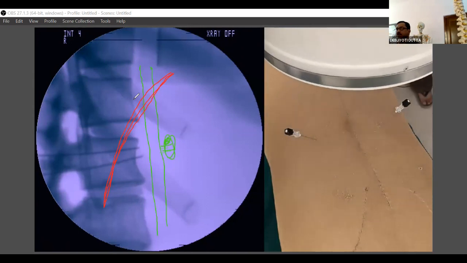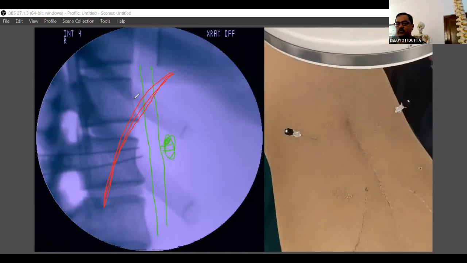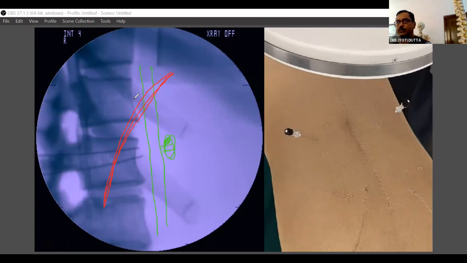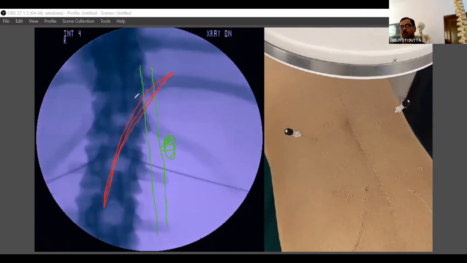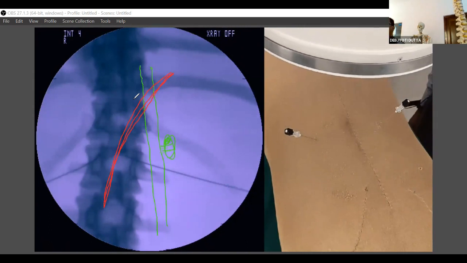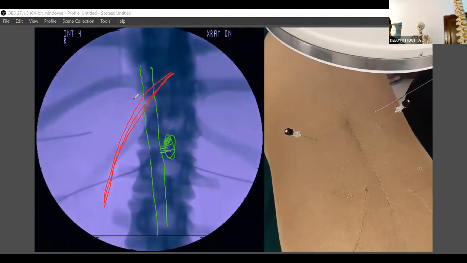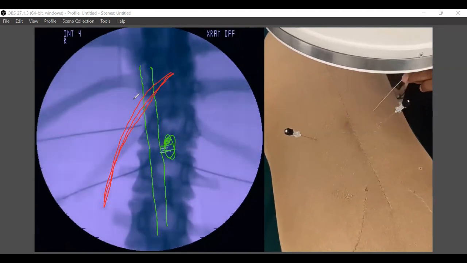And remember, the retrocrural and the splanchnic are almost similar. I'll be putting one needle for the retrocrural, another needle for the splanchnic. So what should be done here? I should be at the level of T12, right? So again, almost similar picture. I'll be hitting the vertebral body first.